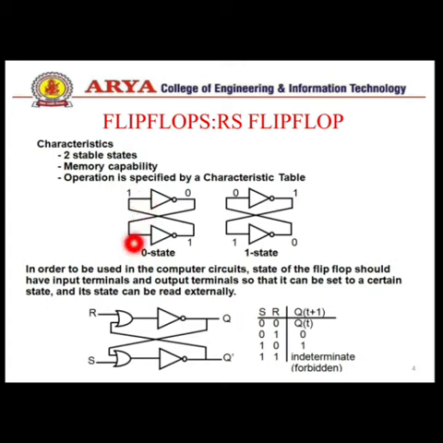In this condition, it is locked 0 state or 0 bit, and in this condition this is locked 1 bit or 1 state. In order to use it in the computer circuit, the state of the flip flop should have input terminals and output terminals, so that it can be set to a certain state, and its state can be read externally. So this is the basic form of this flip flop. This is the latch, and now we will use this latch in our circuit.